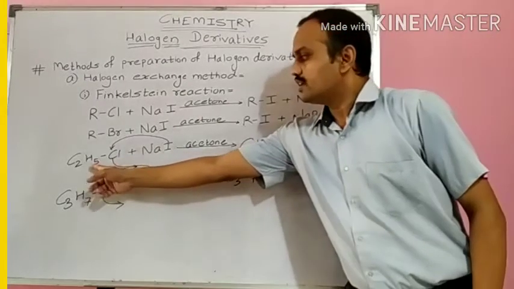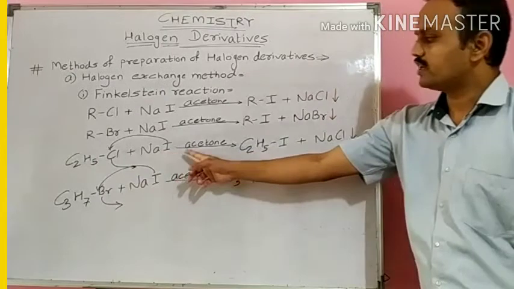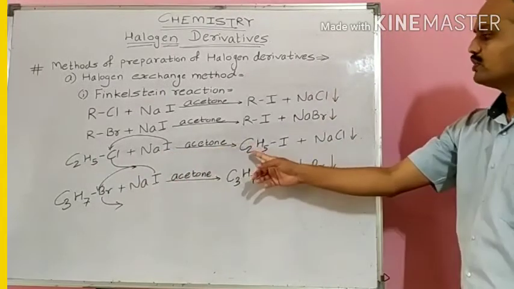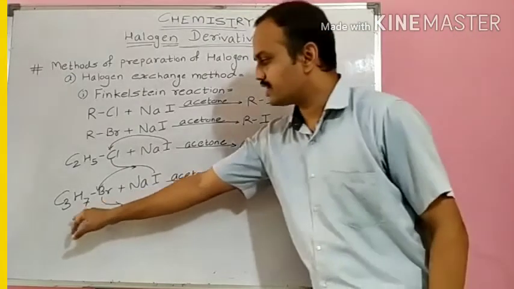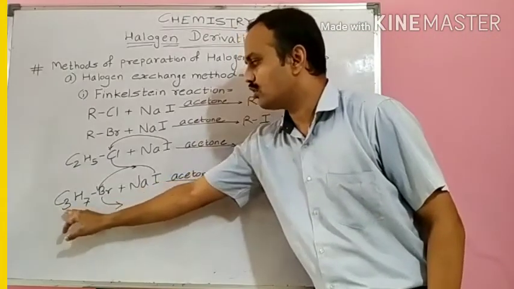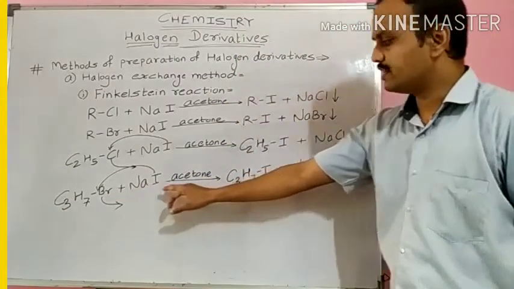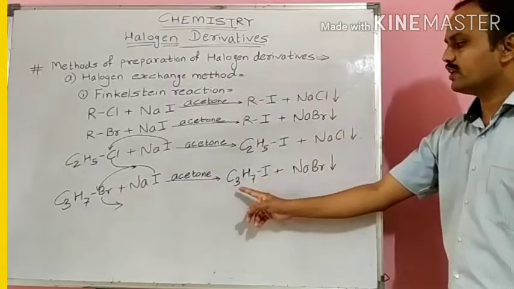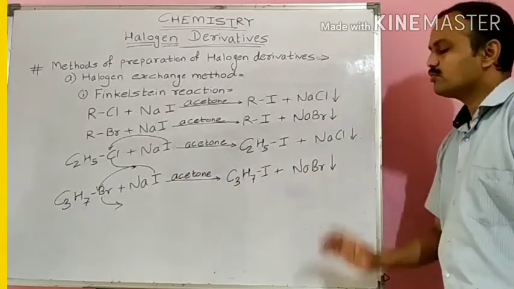So, in the reaction of ethyl chloride with sodium iodide in the presence of acetone, we get ethyl iodide plus sodium chloride. And in the last example of propyl bromide plus sodium iodide in the presence of acetone, we get propyl iodide plus sodium bromide.